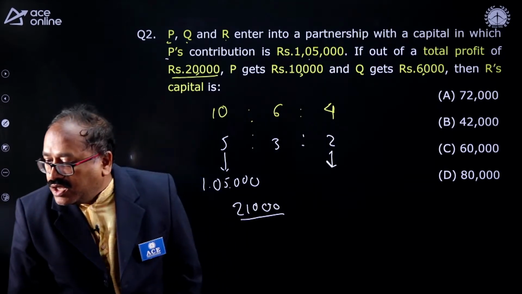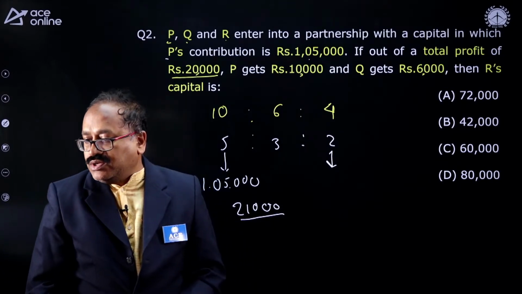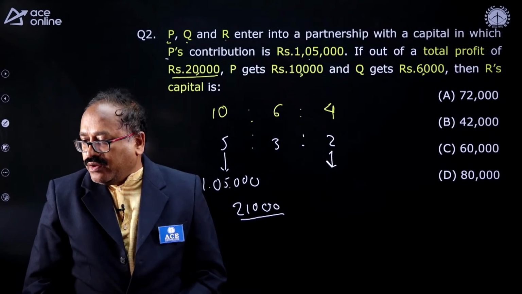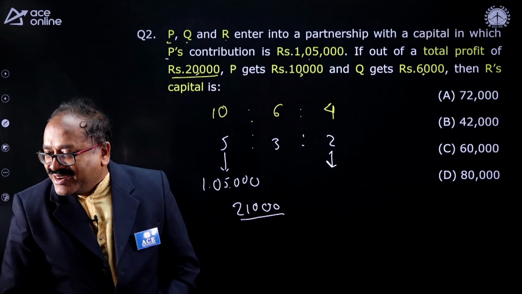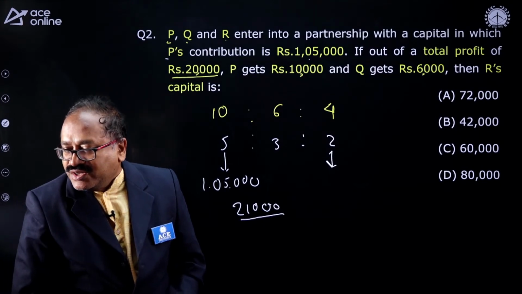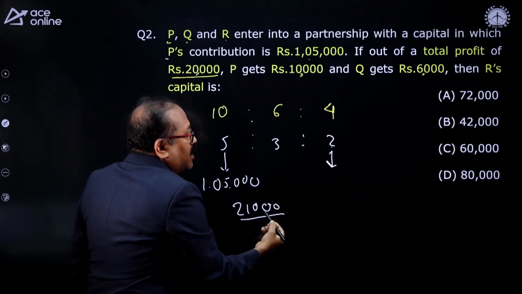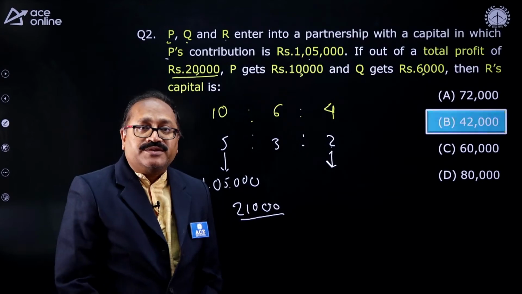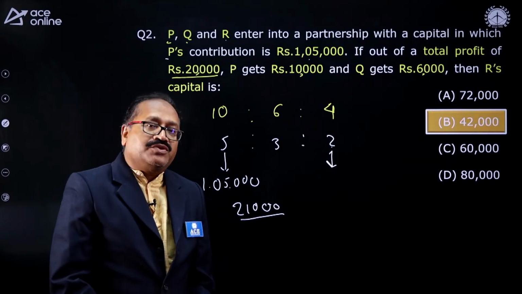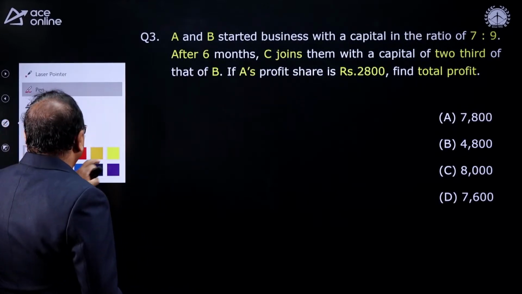Did anyone answer the question? Did any one of my friends answer the question? Okay, okay. Dhanalakshmi, try it. Anusha, try it. So, 21 into 2, and that comes 42,000. I have an option 42,000. Let's move into the next question. And the next question is here, my friends.